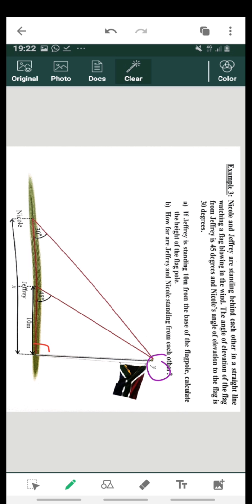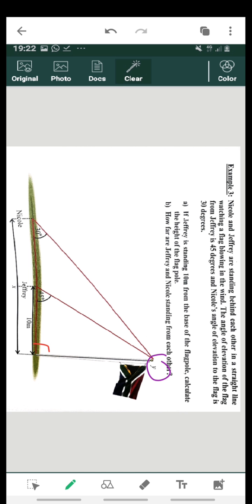It's the right angle triangle formed by Nicole and the flagpole, and then we have a right angle triangle formed by Jeffrey and the flagpole. Two right angle triangles. Now, the first case is about Jeffrey standing 10 meters from the base of the flagpole. Calculate the height of the flagpole, meaning we are looking for Y.